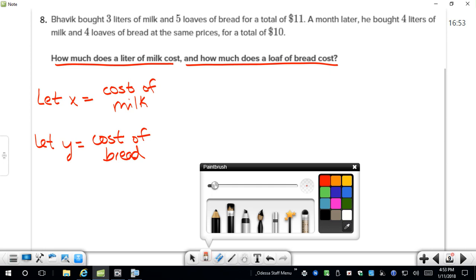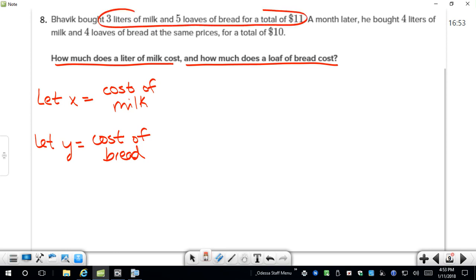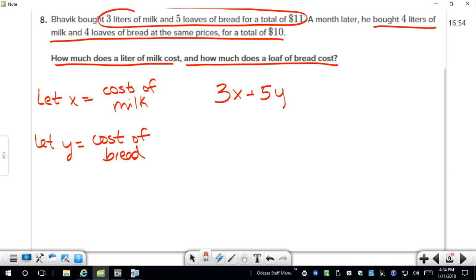Now, some of you, I'm sure, right off the bat could tell what scenario this was, because you guys always hear me say it in class, kind of weird. You know, someone goes somewhere and buys some of these and some of those for a total, and they usually go back and buy some of these and some of those again for a different total. So this is that scenario. So two clear situations going on here. His first trip and then his second trip that he makes. So his first trip, he bought 3 liters of milk and 5 loaves of bread for $11. So we're going to get 3x plus 5y equals 11. And then his second trip was 4 liters of milk, 4x, and 4 loaves of bread for $10.